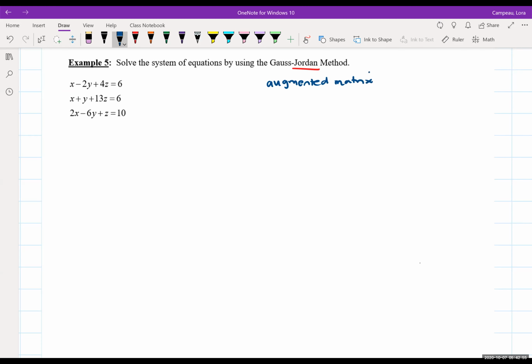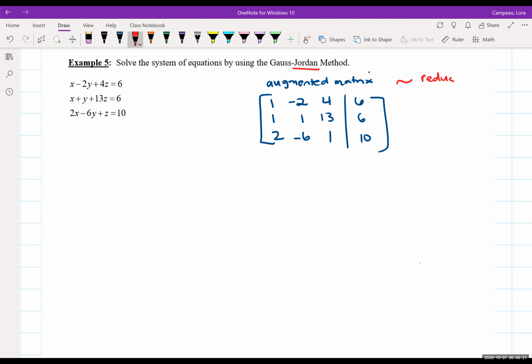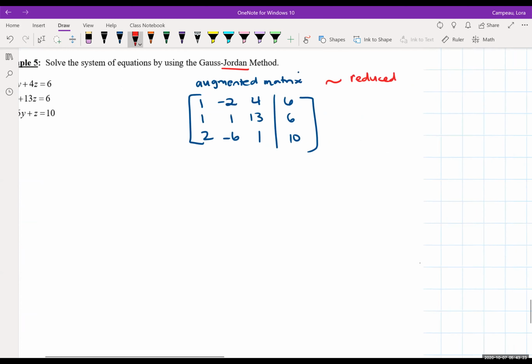which is, let's write that out while we can. 1, -2, 4, and 6. 1, 1, 13, 6. 2, -6, 1, and 10. So the Gauss-Jordan method takes the augmented matrix and turns it into reduced row echelon form.